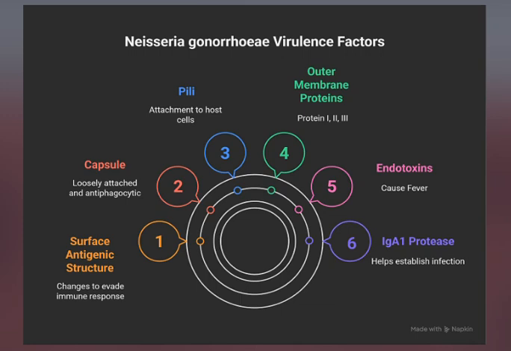Let's explore what makes Neisseria gonorrhoeae so effective. It has several virulence factors. Its surface antigens can change to evade the immune system, a loosely attached capsule that prevents phagocytosis, and pili that help it stick to host cells. It also has outer membrane proteins important for infection, endotoxins that cause fever, and an IgA1 protease enzyme that helps it establish infection by breaking down immune defenses.